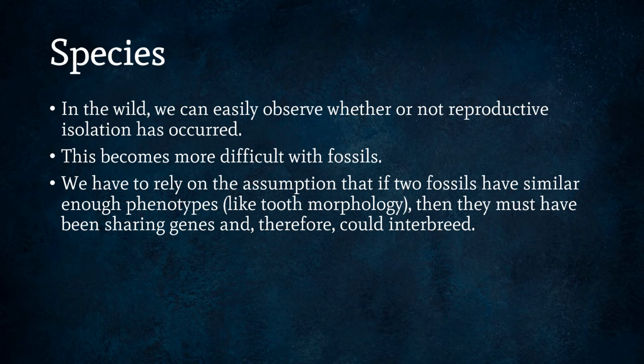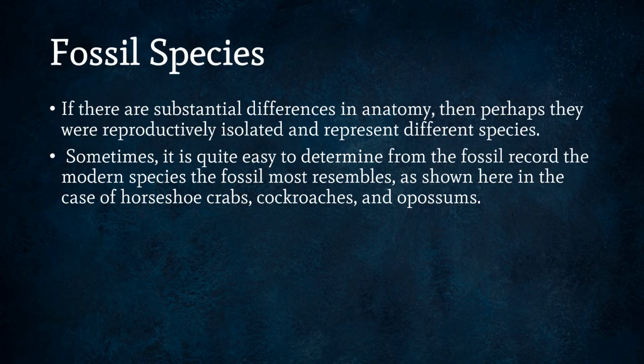So again, I was mentioning that we need to pay attention to species concepts. It's very difficult to tell species from other species when you have fossils that are shaped similarly. How much of a difference constitutes a species difference? That can be difficult to tell. If there are substantial differences in anatomy, then perhaps the fossil species are reproductively isolated and represent different species. Sometimes it's quite easy to determine from the fossil record the modern species that the fossil most resembles, as shown here in the case of horseshoe crabs, cockroaches, and opossums.